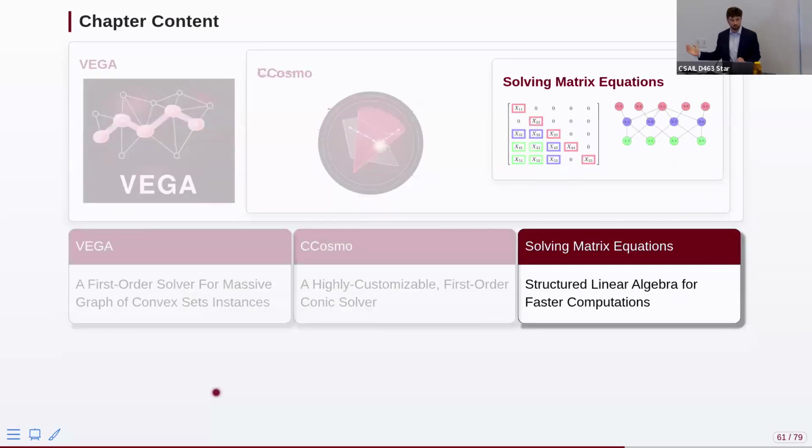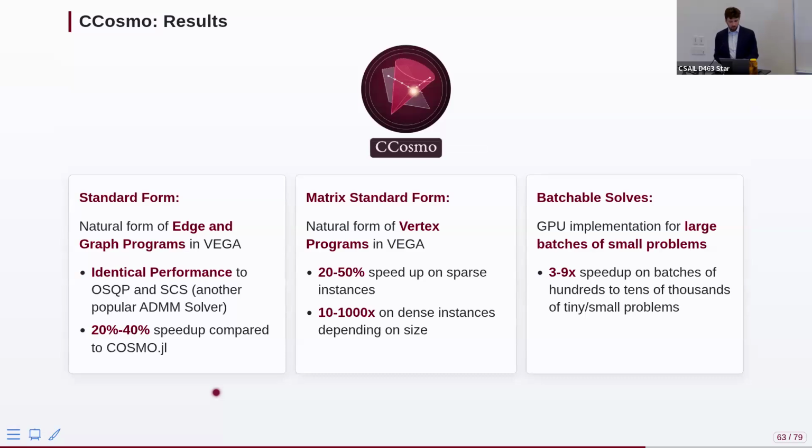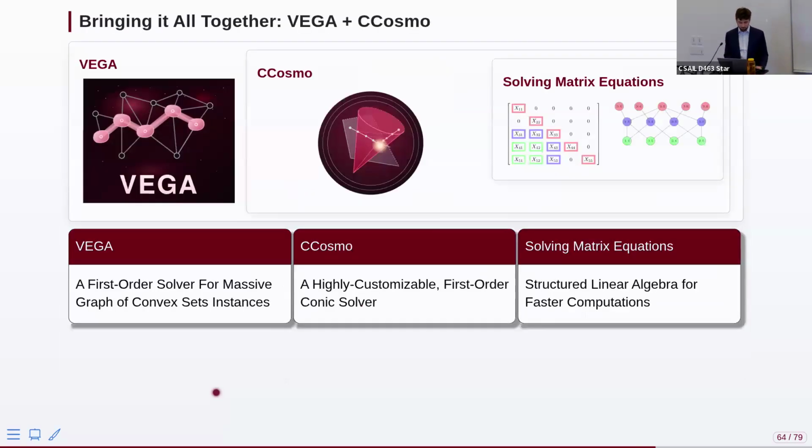So that's a brief interlude into solving matrix equations. The key thing is that if you solve matrix equations more efficiently, your optimizers are going to get faster. Those structured matrix equations arise because of the sums of squares procedure. And by doing so, you can write solvers that are much faster for that particular problem. So that is how we drive some of these gains in C-Cosmo and are able to do better than you would naively expect from just re-implementing the same algorithm.